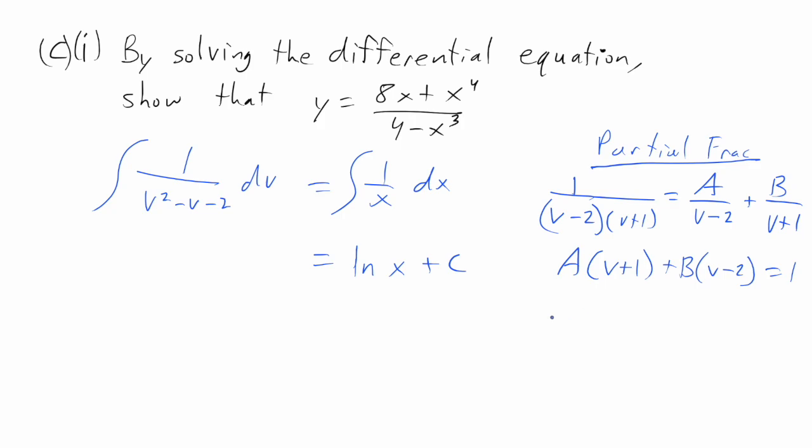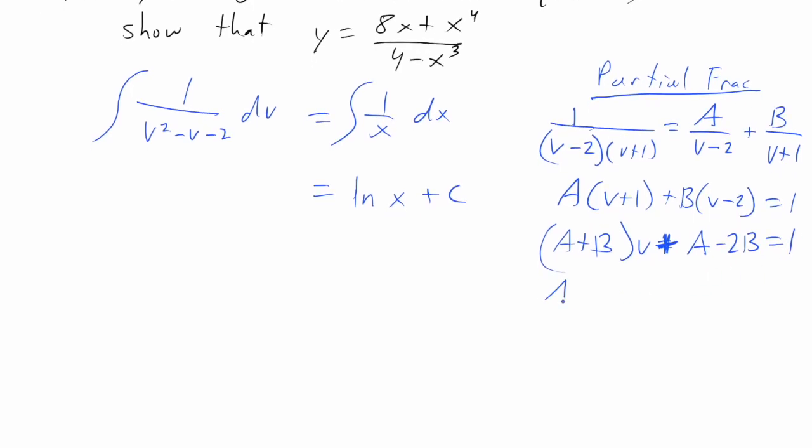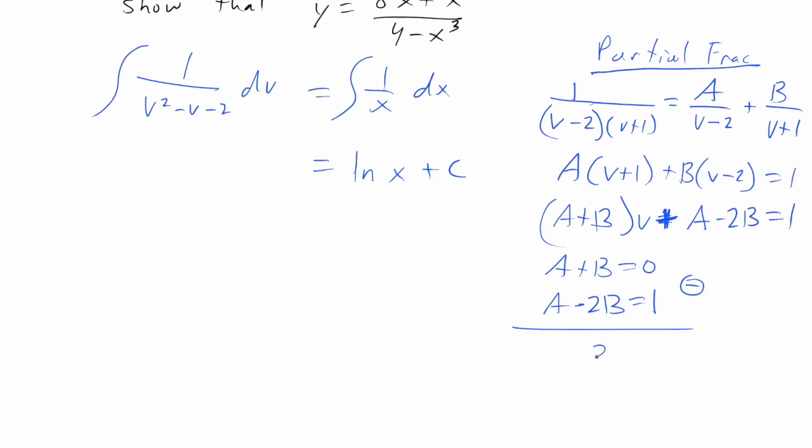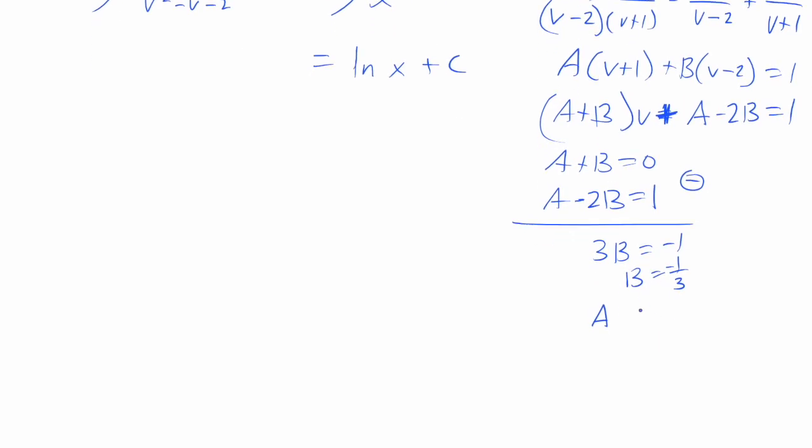So we're going to have an av and a bv, so we're going to have (a plus b)v plus (a minus 2b) equals 1. And there's no v on the right hand side, so that means a plus b has to be equal to 0, and a minus 2b has to be equal to 1 to get a 1 here, right? So solving those, we can subtract these equations, and we get 3b equals -1, b equals -1/3. And that means a plus b equals 0, so a has to be equal to 1/3.